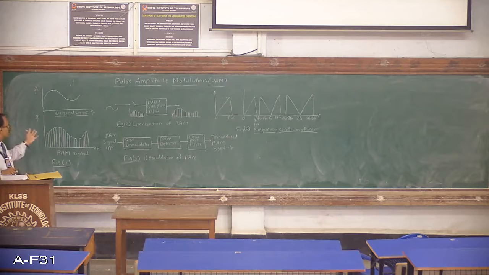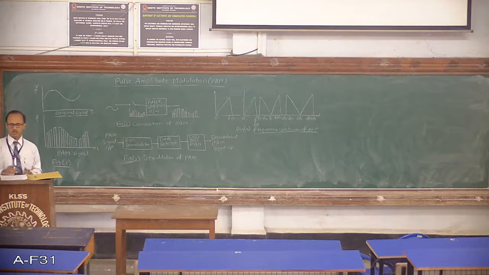Now, how many samples are to be taken like this? That is the question. If enough samples are taken, then a reasonable approximation of the signal can be reconstructed at the receiving end. If you take a smaller number of samples, then it may not be possible to reconstruct this original signal at the receiving end. If you take more and more samples, that is enough samples, then it is possible to reasonably approximate the original signal at the receiver end and reconstruct it. This is the principle behind PAM.